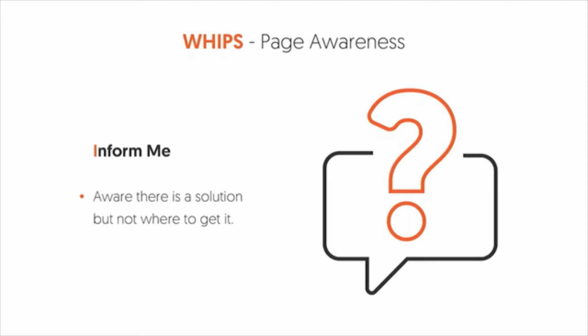Then, of course, inform me. They're aware of the solution, but they don't know where to get it. So when someone's Googling for the solution, you want to make sure they find your site. And again, you can get these keywords, the inform me type of ones, from the keyword ideas report within Ubersuggest.